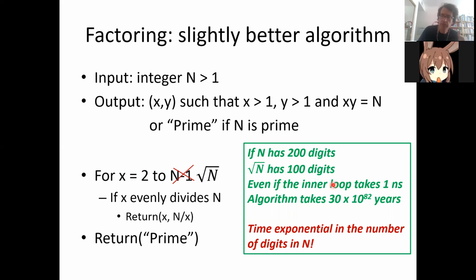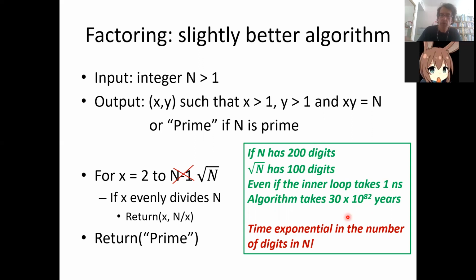Even if the inner loop took 1 nanosecond, it is still not enough. The number of nanoseconds in a year is basically on the order of 10 to the 18. So you would reduce 10 to the 100 by just a factor of 10 to the 18 in terms of years of computation that you need.